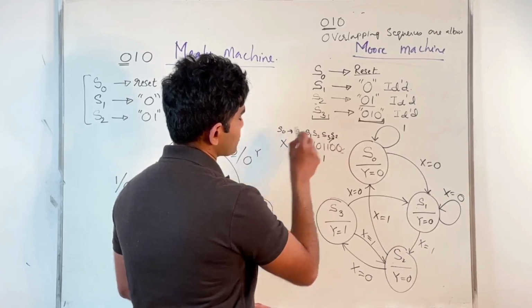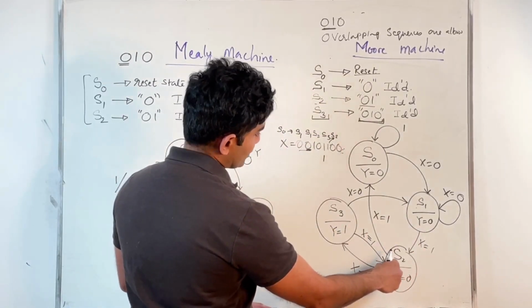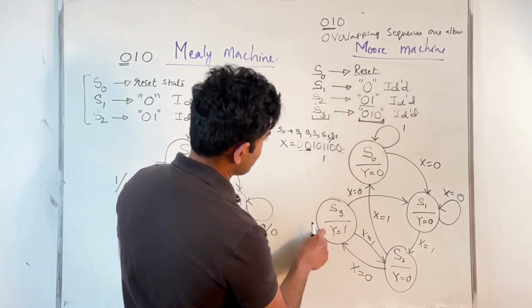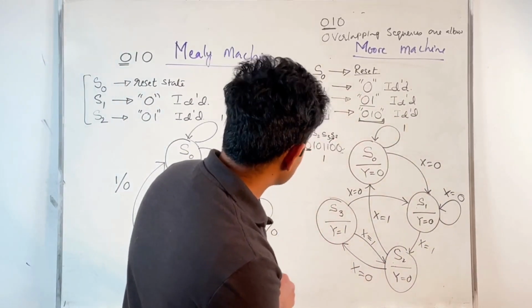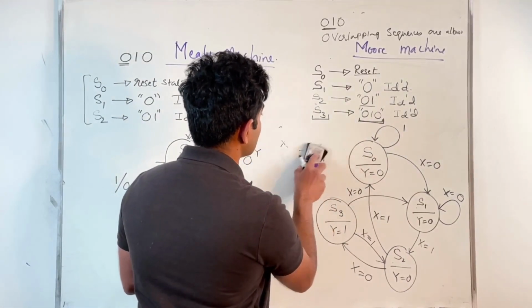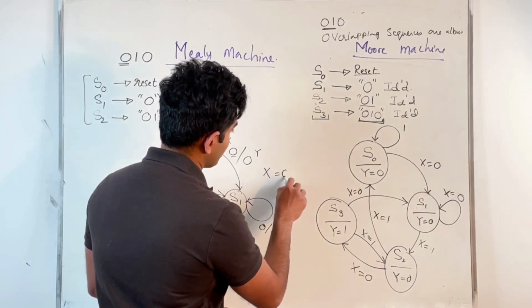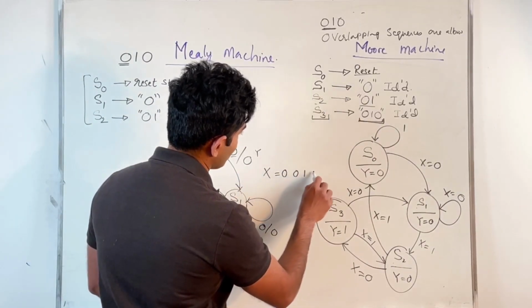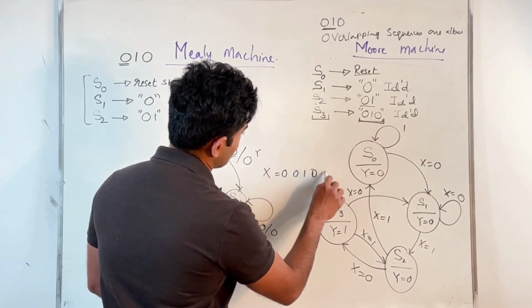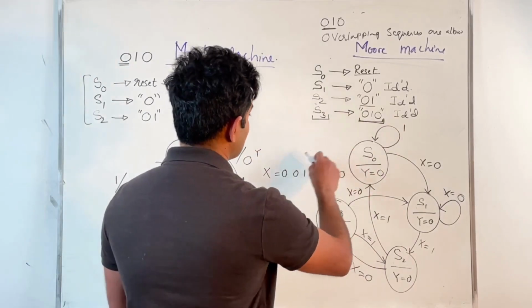Okay, this corresponds to S2. 0 on S2 state takes me back to S3 state, really. Okay, let's not get confused here. Let me take the sequence 0, 0, 1, 1, 0, 1, 1, 0. Okay, so let's say this is my sequence.